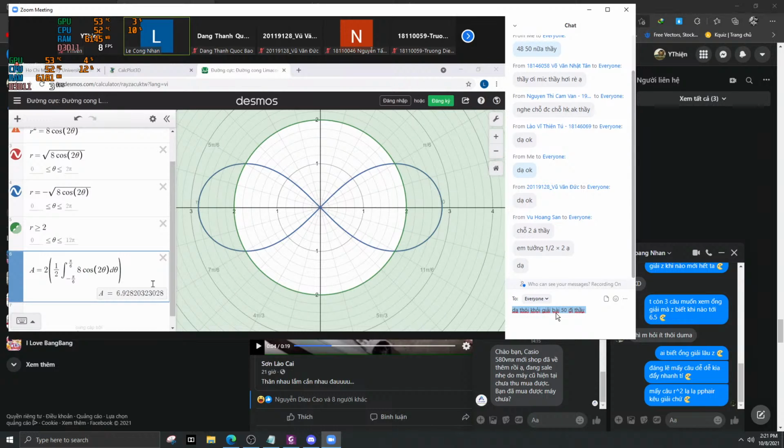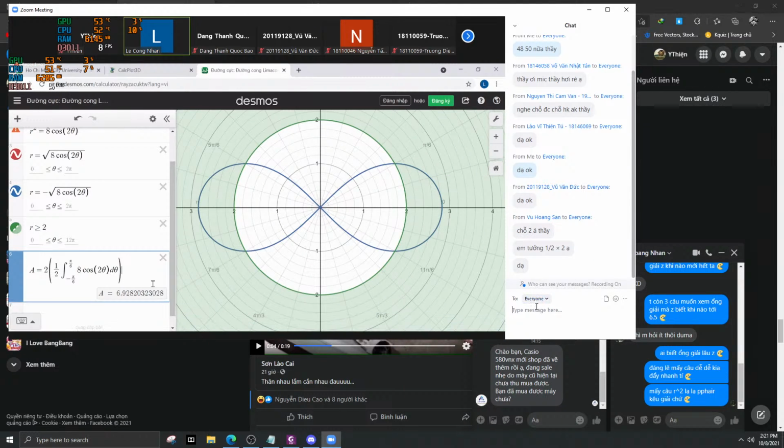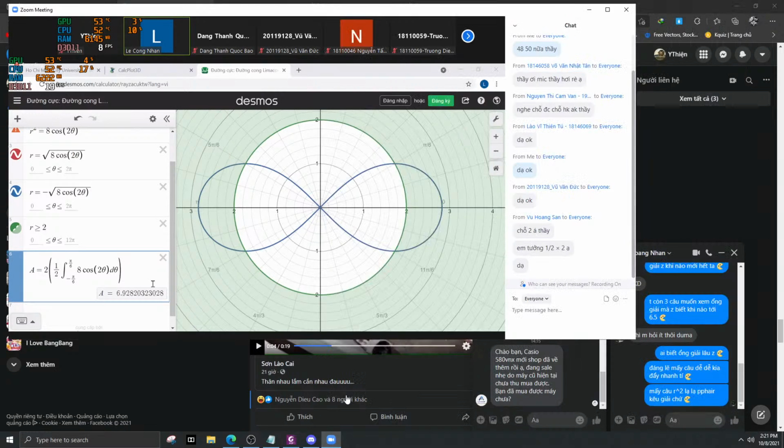Okay, now we move to problem 50. Problem 50. So in problem 50, we find the area to the right of the line r cosine theta equal 1.